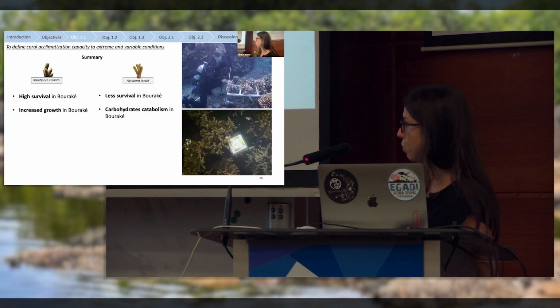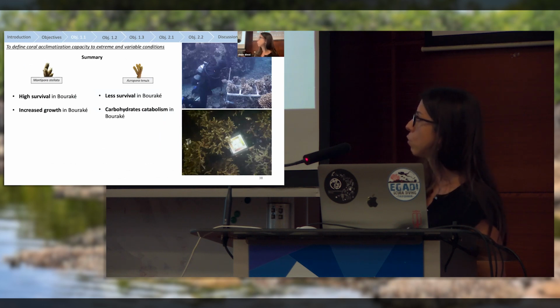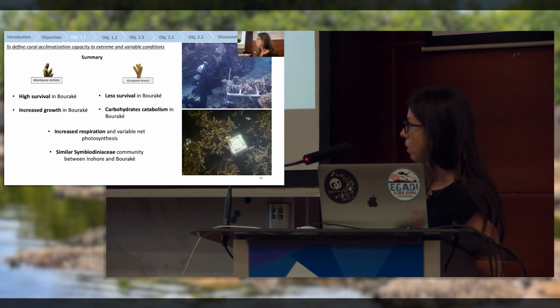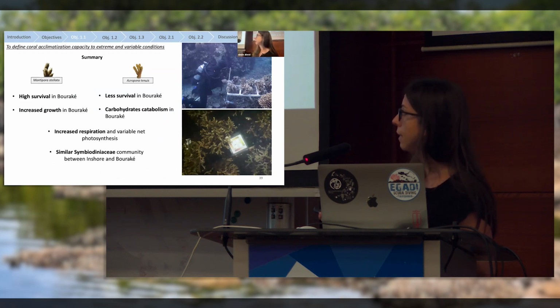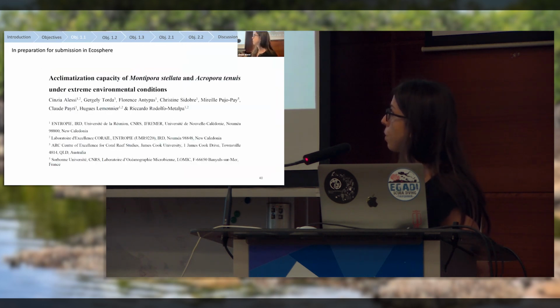So to sum up these results, we observed different survival for the two species. We observed increased growth for Montipora stellata and a catabolism of carbohydrates in Acropora tenuis. Then they had similar responses because they both increased their respiration, and both species from the inshore site had a similar symbiodiniaceae community compared to the Bouraké population. These results are in preparation for submission to Ecosphere.